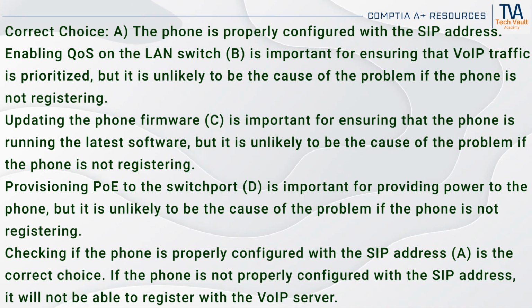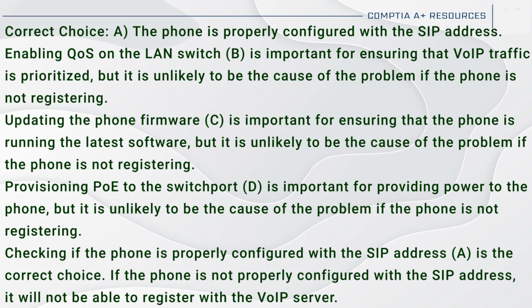Provisioning PoE to the switch port, D, is important for providing power to the phone, but it is unlikely to be the cause of the problem if the phone is not registering. Checking if the phone is properly configured with the SIP address, A, is the correct choice. If the phone is not properly configured with the SIP address, it will not be able to register with the VoIP server.